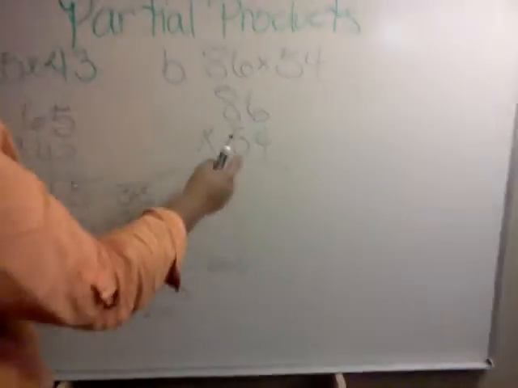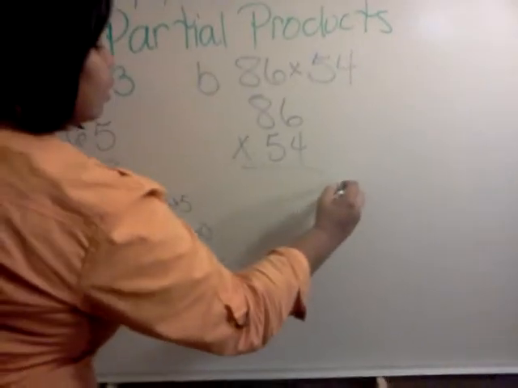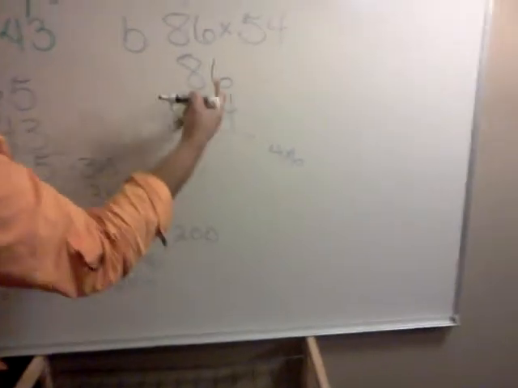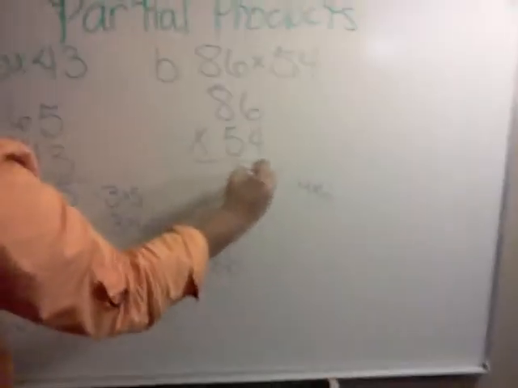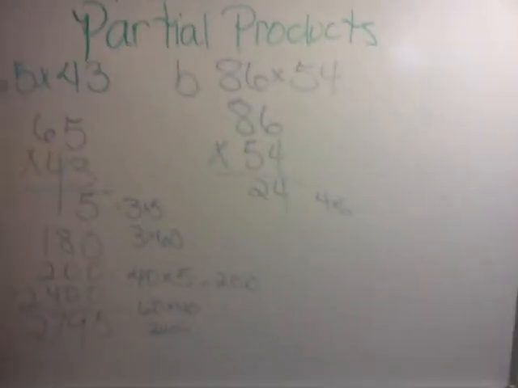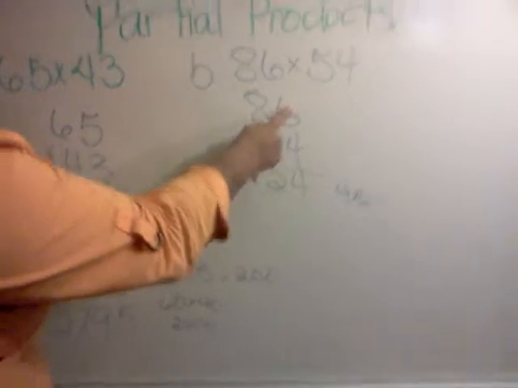The numbers we're multiplying together first are ones times the ones, 4 times 6. 4 times 6 is 24. In partial products, we do not regroup. We write down the whole answer. So that's 24. Keeping our place values lined up. We just multiplied ones times the ones.